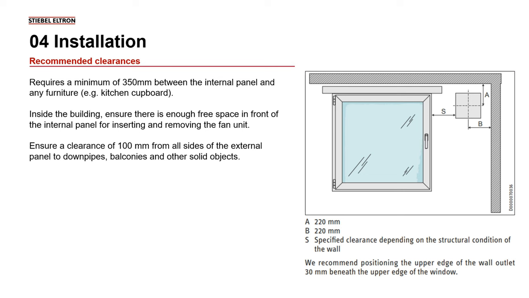Each VLR 70L Trend EU fan unit requires a minimum of 350mm between the internal panel and any furniture in the property. You must always ensure there is enough clearance to remove the fan and filter cassette through the front of the fan unit. Ensure a clearance of 100mm from all sides of the external panel.